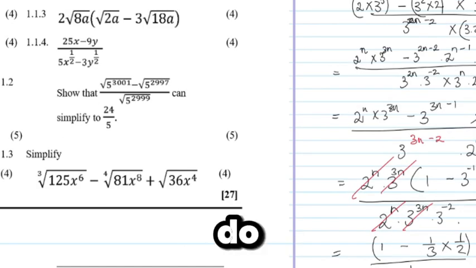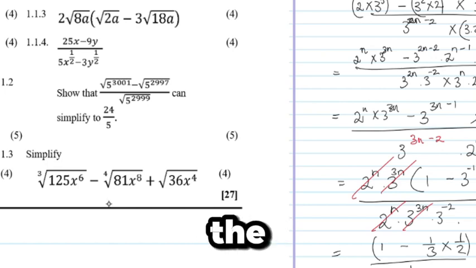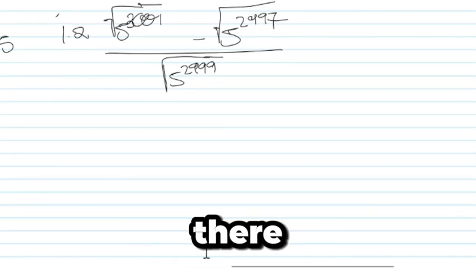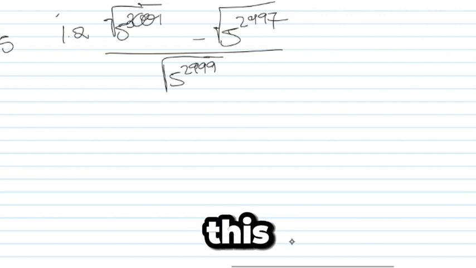So what I would do here, I would say for myself, I'm going to write down the question number 1.2, and then I'm just going to copy the 5 to the power of 3001 minus square root of 5 to the power of 2997 all over 5 to the power of 299. Okay, let's see if we can go there. Excuse my handwriting, I struggle to write on this screen.